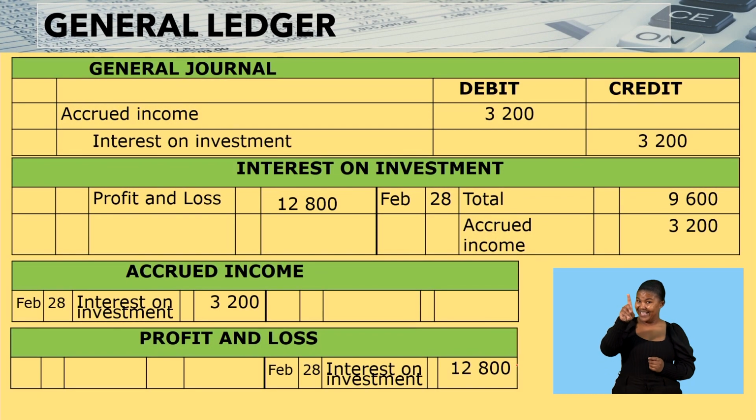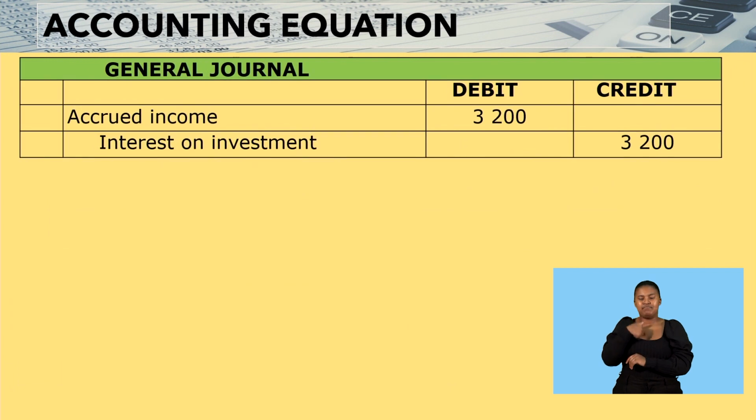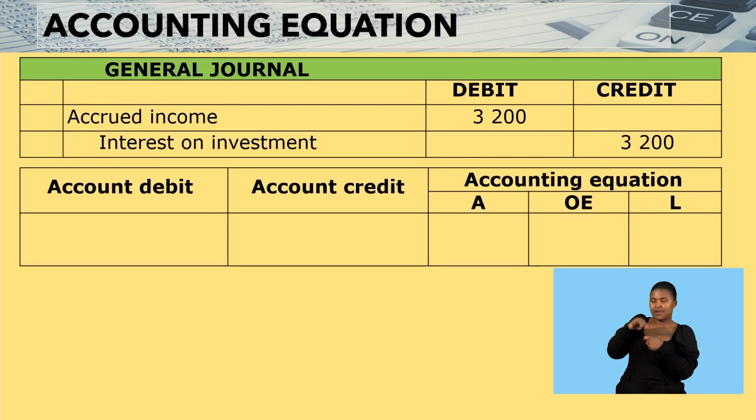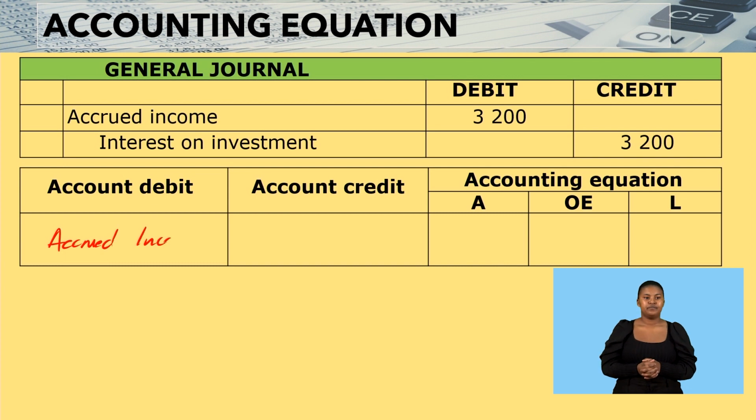Let us now see when it is properly done. There it is. I want us to move on to the accounting equation. When you do the accounting equation, remember that this is accrued income. So you debit your accrued income, and once you debit accrued income, remember we consider it to be an asset.